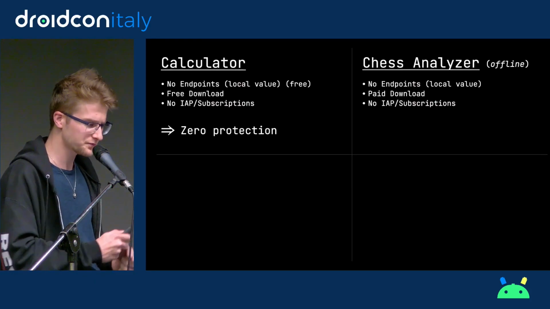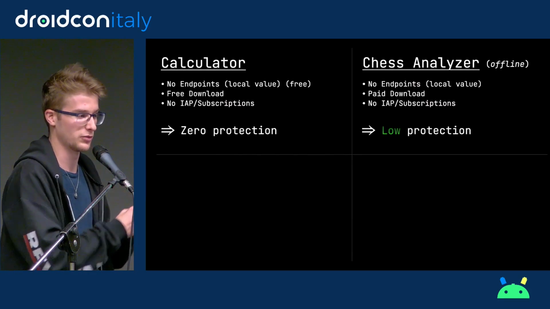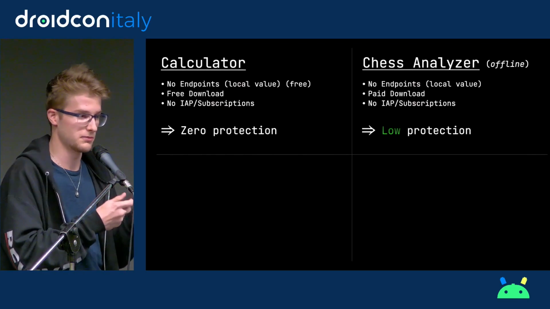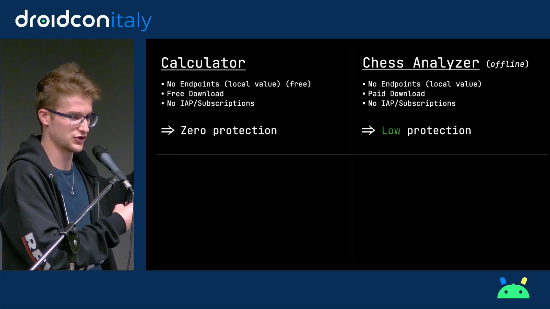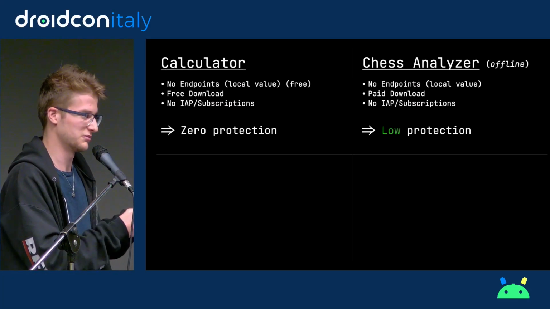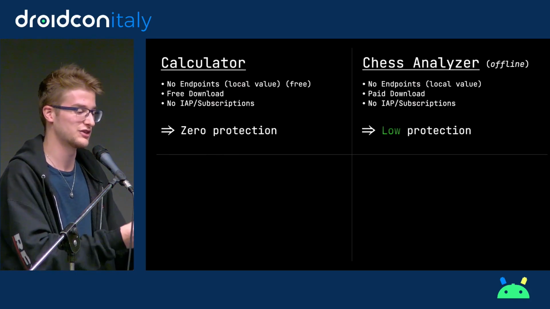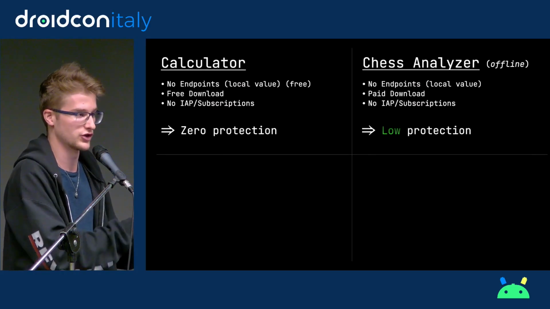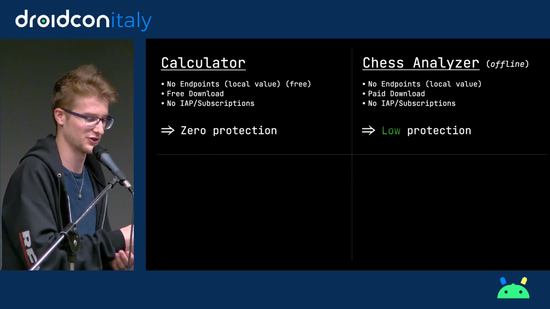And in this case, you may have zero or low protection because, again, you don't have any interaction with backend services. You don't have any strong thing to protect. You may want to check your license because if someone just distributes the APK file of your chess analyzer to someone else, then they can just use it. And if you don't have any kind of checks in place, you cannot detect whether the user is a legitimate user who bought your software or is just a user who has not bought your software.